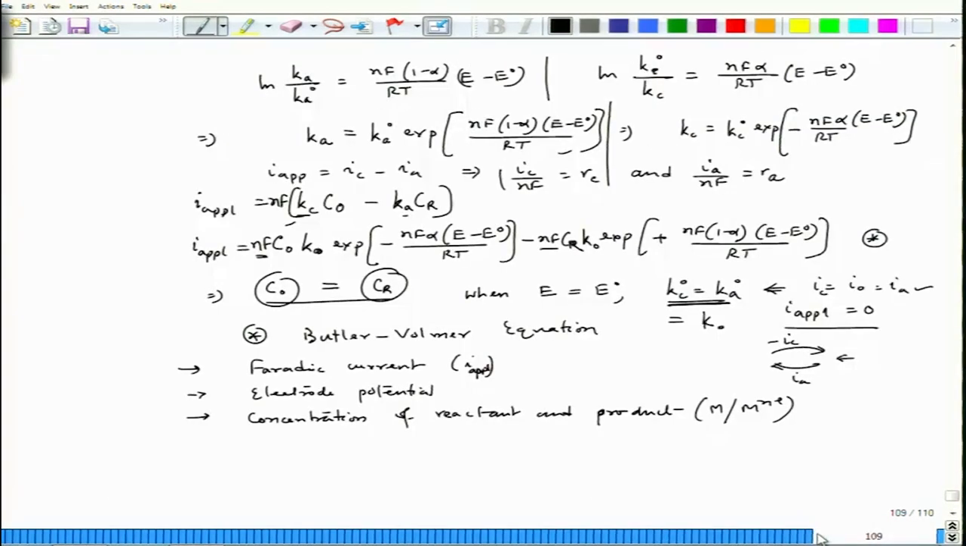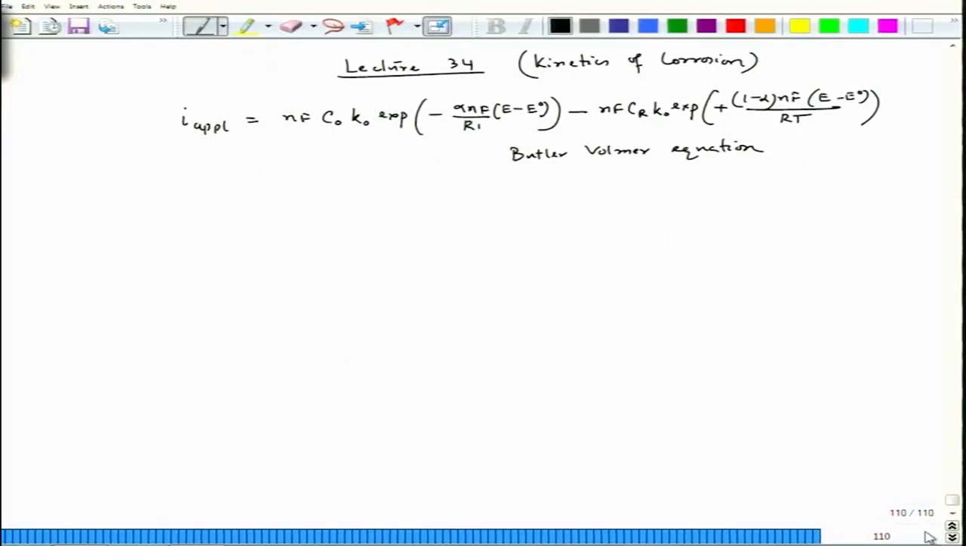And if we see the previous analysis, this is my I applied, and then I am replacing this k_C and k_A with these two formulas. And later we have understood why k_C0 equals k_A0, and that one we are considering k_0, we are replacing that. And hence we are getting this Butler-Volmer equation. It has a relation between Faraday current, electrode potential and concentration of reactant as well as product, which are basically oxidant and reductant. Now then we started saying that this particular equation can yield us a Nernst equation.